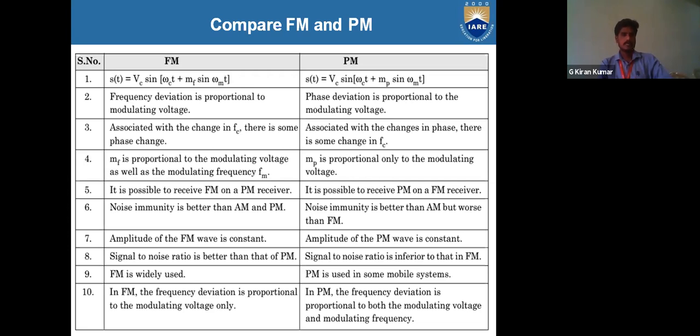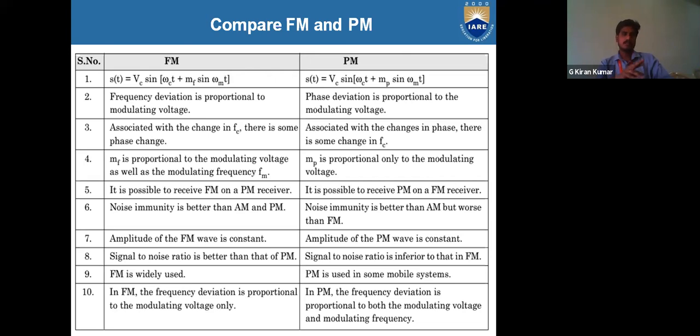And the third point: in FM, the change in FC is associated with some phase change. So in FM there is also a chance of a little bit of phase change. In PM, the changes in the phase are associated with some changes in FC. If the carrier frequency FC changes, the phase can change. In FM also, when the carrier frequency changes, it is a frequency change, or in some cases we can denote it as a phase change.